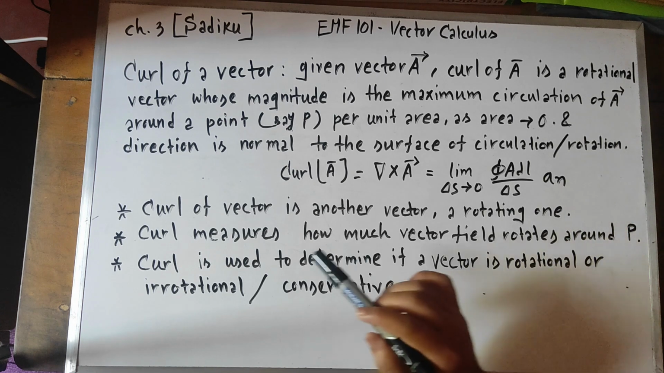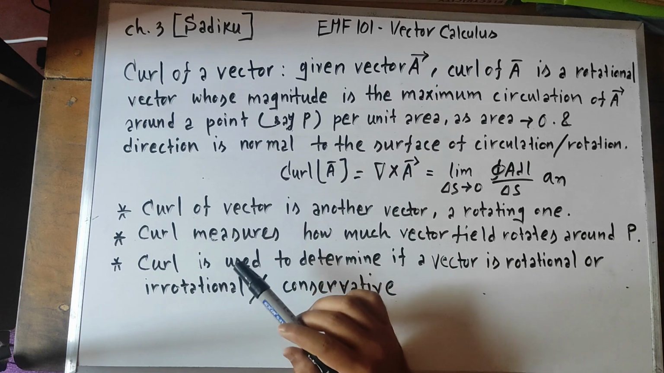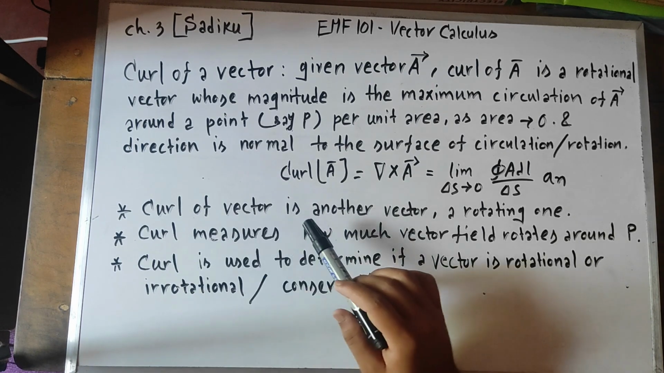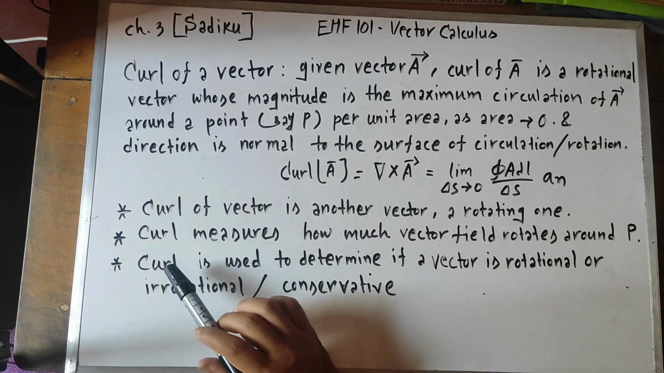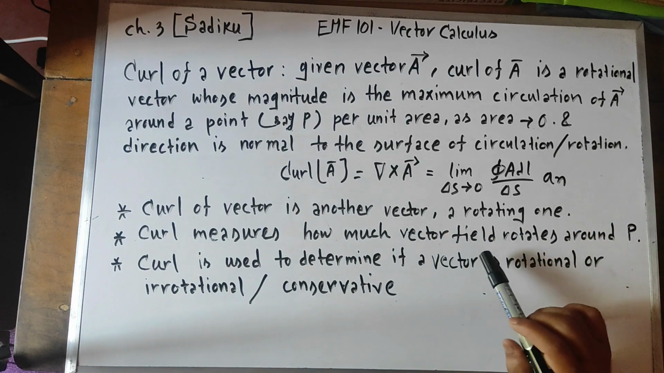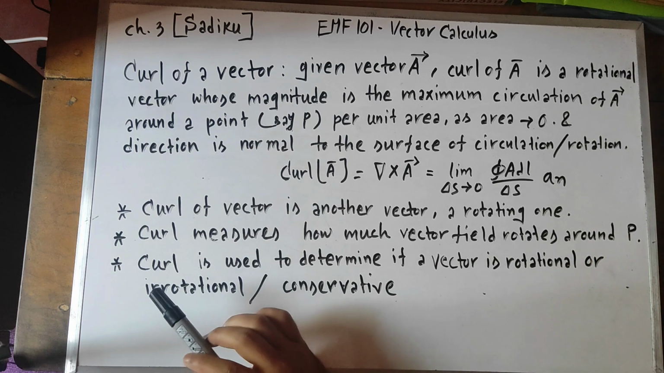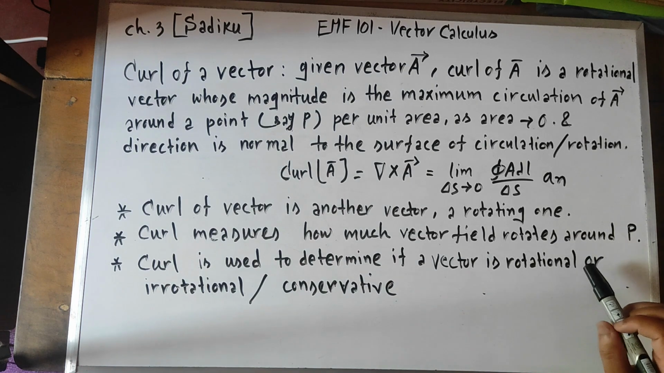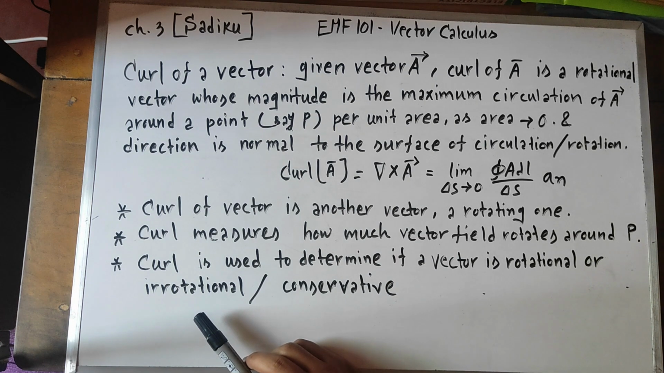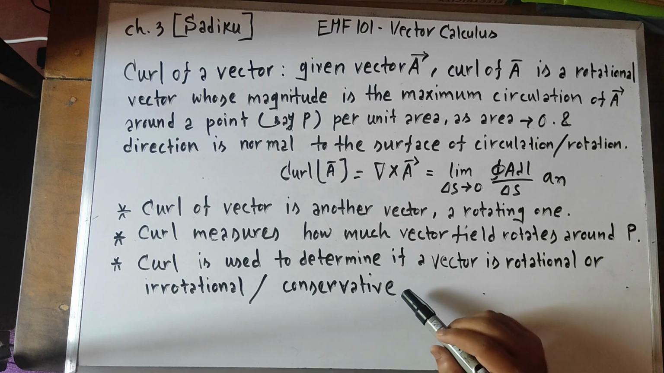We are going to use this mathematical expression to solve our problems about curls. In summary, curl of a vector is another vector, a rotating one. Curl measures how much a vector field rotates around a point P, say, and curl is used to determine if a vector is rotational or irrotational. So an irrotational field is also a conservative field.